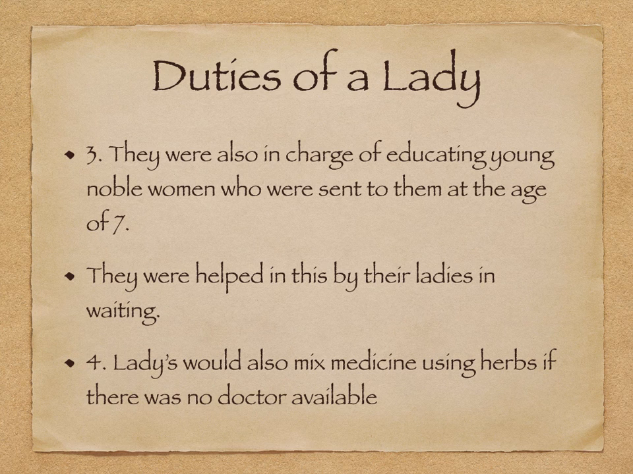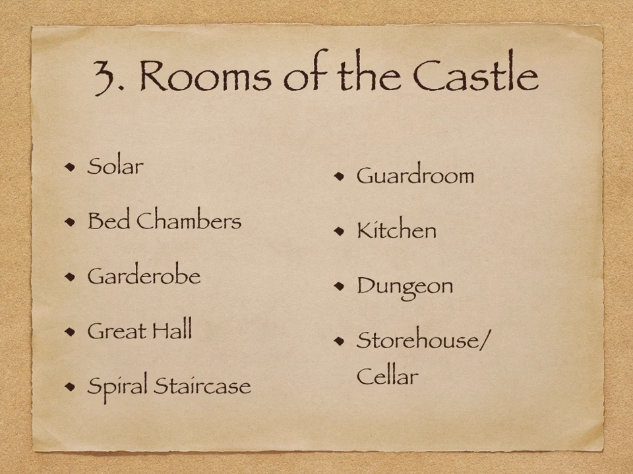So the third aspect of a lady's duties was she would be in charge of educating young noblewomen. So young noblewomen would be sent to a neighbouring castle to be educated by the lady of the house from the age of 7. The lady would be helped in this by her ladies in waiting. So these would be women of noble birth, usually family, who would be with the lady and help her in her duties. Ladies would also mix medicine using herbs if there was no doctor available. They'd be the people you would go to if you were sick and there was no doctor around. You would go to the lady of the manor.